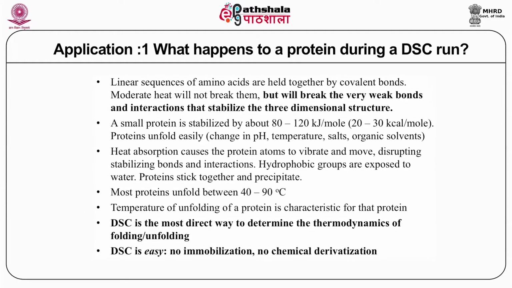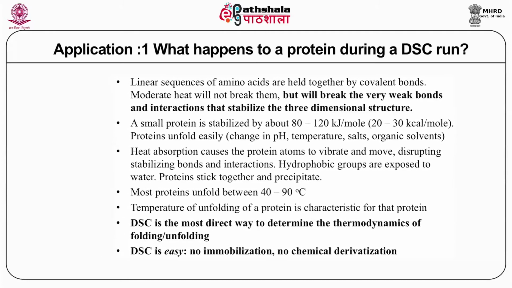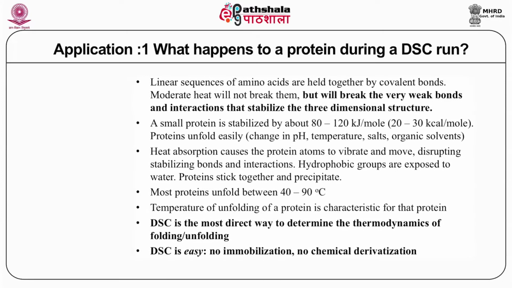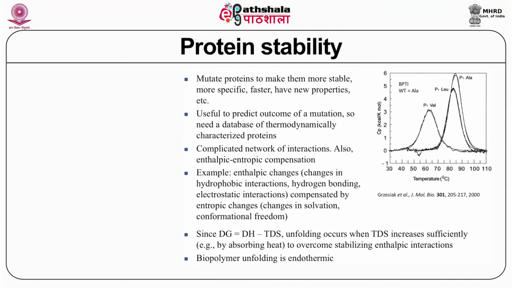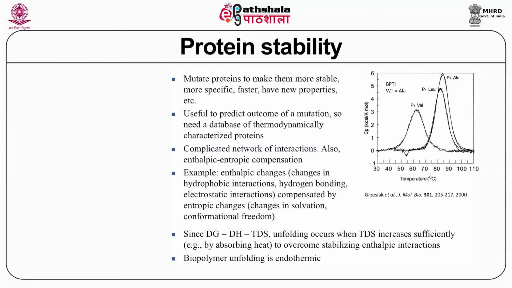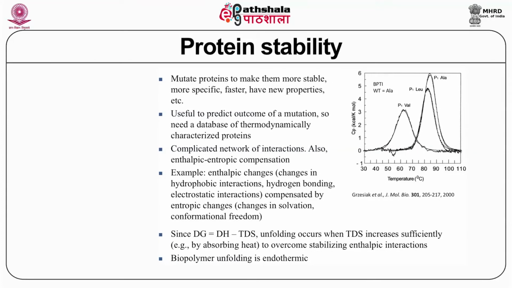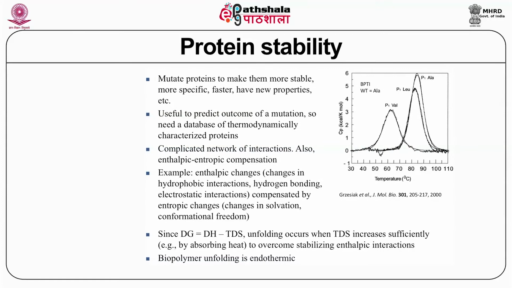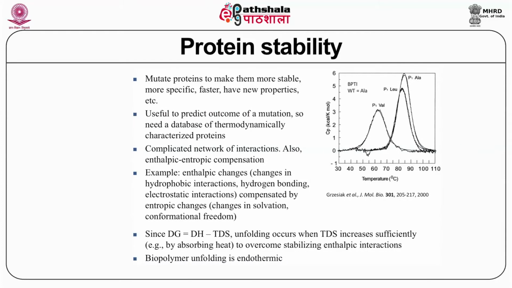So, a small amount of protein is taken, and then you can do the temperature scan and determine the melting temperature. Protein stability: if you are mutating or making any modification to the protein, sometimes it may be more stable, more specific or faster binding, and also have new properties. So, these are the things one can study in this. It is useful to predict the outcome of a mutation.